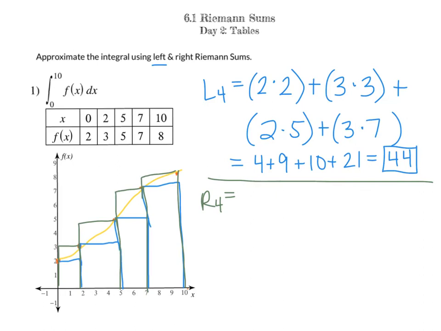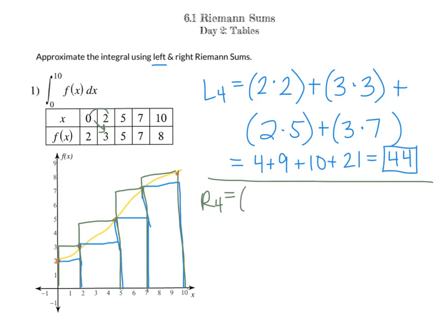Okay, so our first rectangle, I'm still going to go from left to right here. So this first rectangle has a base length of 2, again because the gap between these two x values is 2. But then we're using the rightmost height, because if you see, this height is now 3 because we're coming from the right.